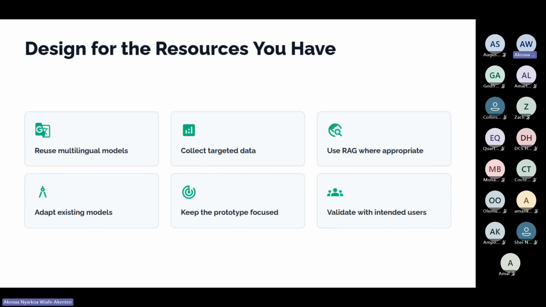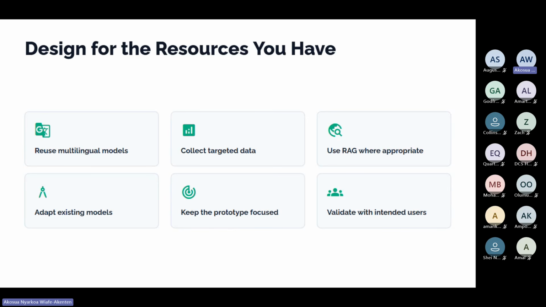Then you can also validate with intended users. That is very, very key, especially because we are designing inclusive technology. Just because it's working technically doesn't mean that it would work for the people you're designing for. You need to always keep your intended users in mind, keep them close, and work very closely with them. All of these things would help keep your prototype very focused on the solution you want to have.